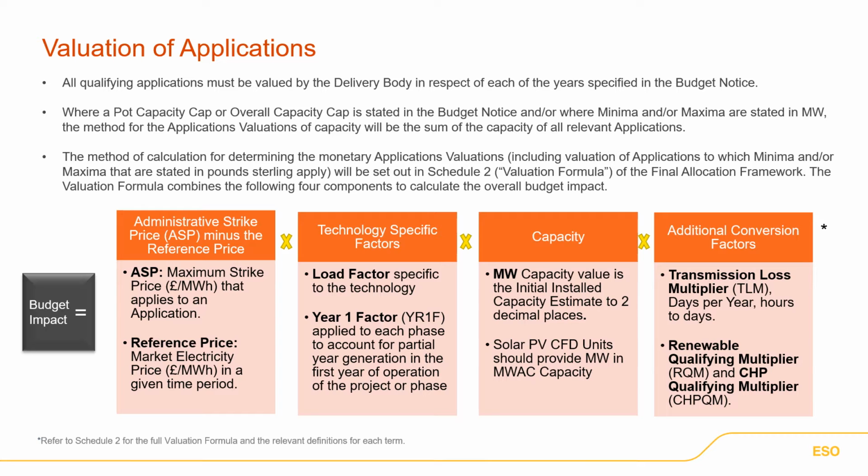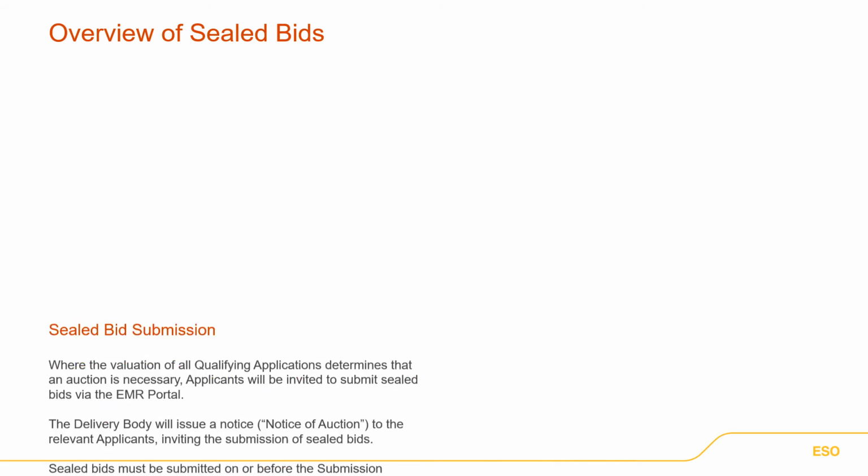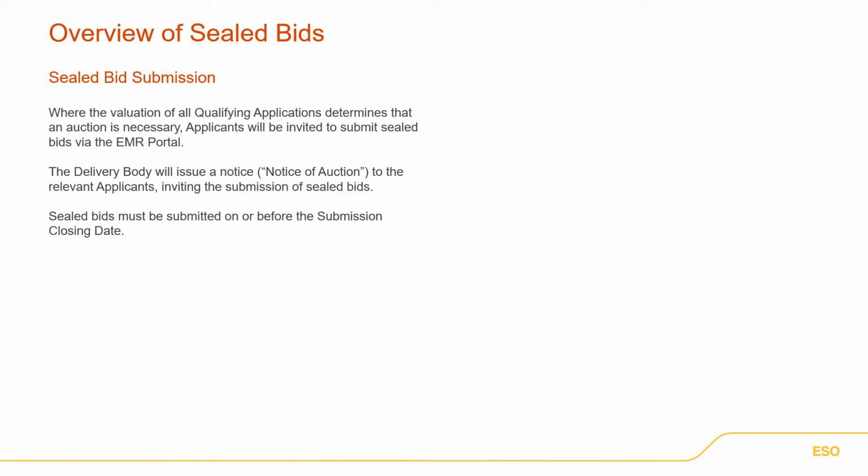Next, we're going to move on to the topic of sealed bids and cover the submission process and concept of flexible bids. Where the valuation process of all qualifying applicants determines that an auction is necessary, applicants will then be invited to submit sealed bids via the EMR delivery body portal, the same place as the application was submitted.